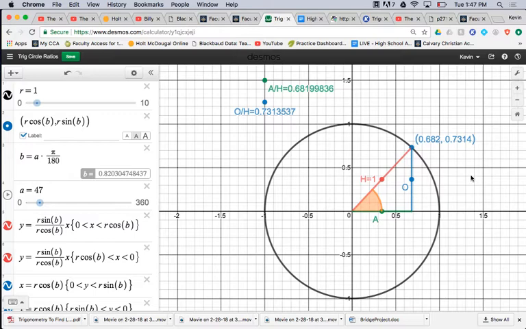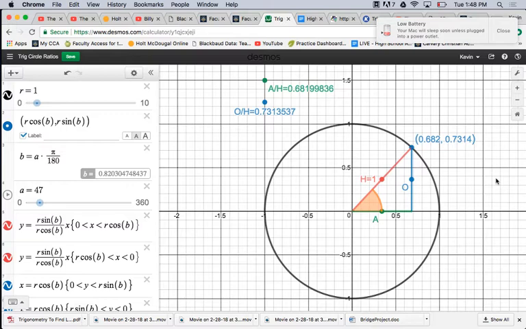Now, remember what I said. When the radius was equal to 1, what did I say about the ratios? They were just equal to the side lengths, right? You remember this? And the side lengths give us the coordinates of the point, right? So the coordinates are equal to the side lengths, and the side lengths are equal to the ratio. Transitive property of equality says the coordinates are equal to the ratios. And that's exactly what we see. 0.682, 0.682, 0.73, 0.73. You see this? So the coordinates of the point are equal to the ratio adjacent over hypotenuse or opposite over hypotenuse, right?